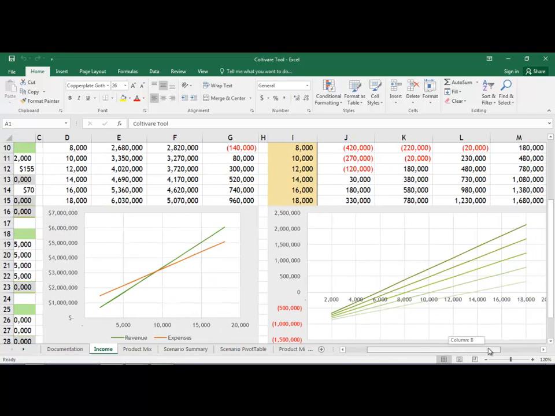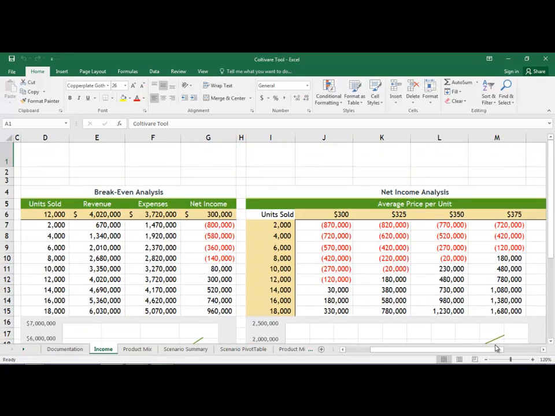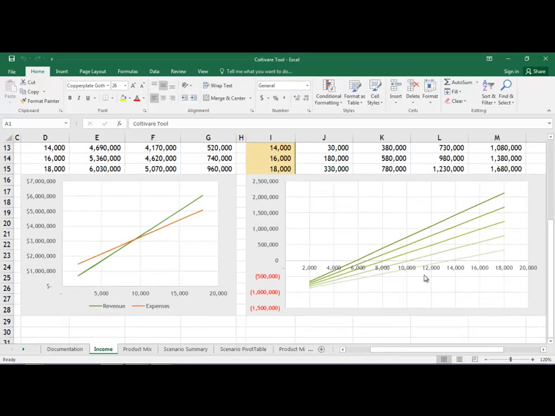We also are going to be doing a net income analysis. So we're going to look at different prices and different sales amounts and see where our break-even point will be. You can see as the price goes up, the break-even point changes, and we'll see this graph and how that gives us those kinds of things.